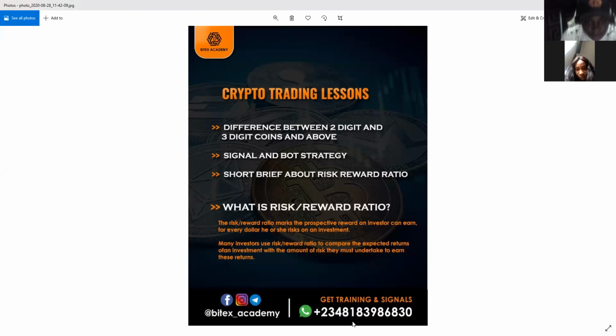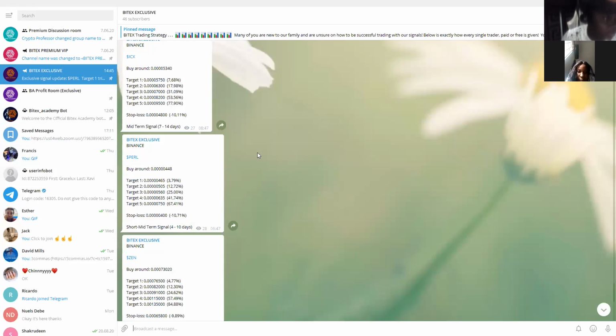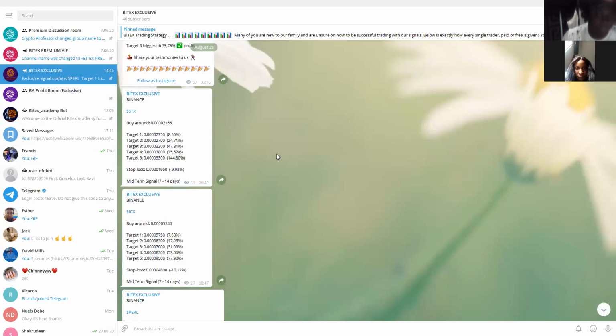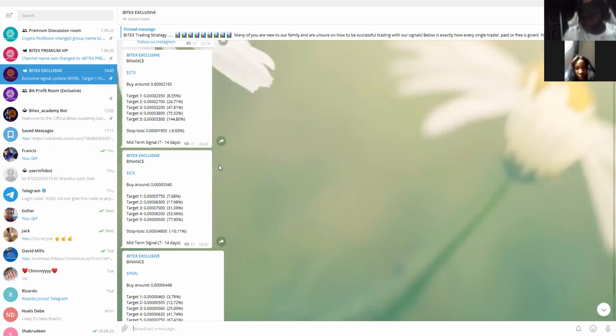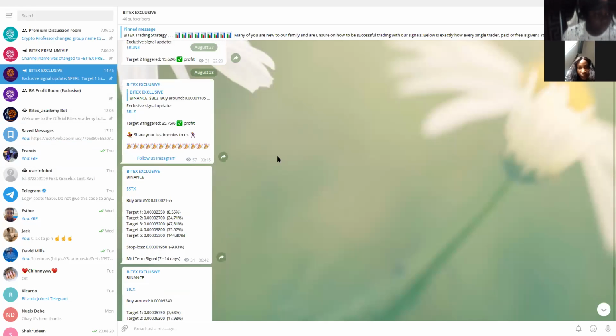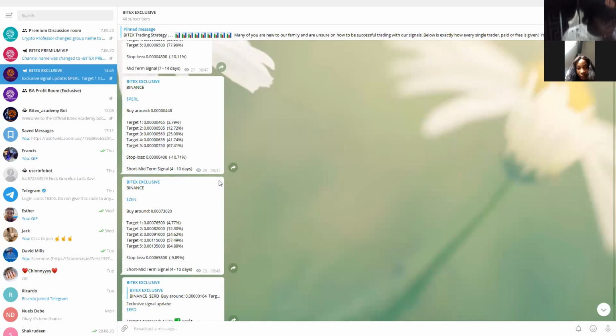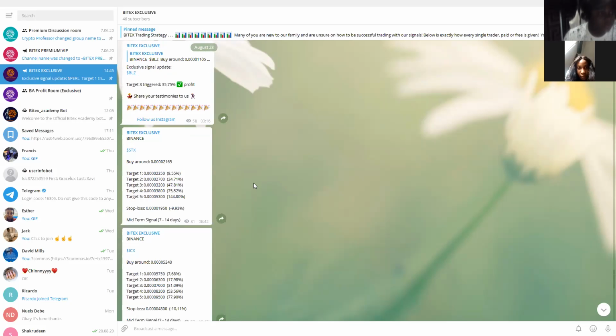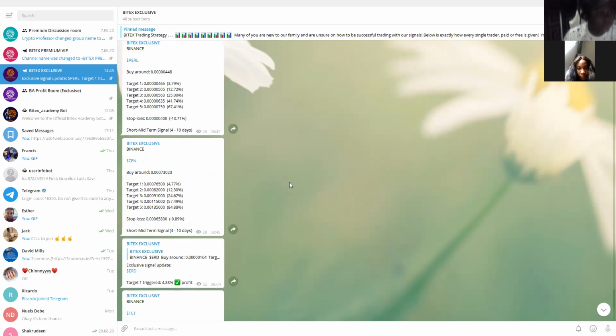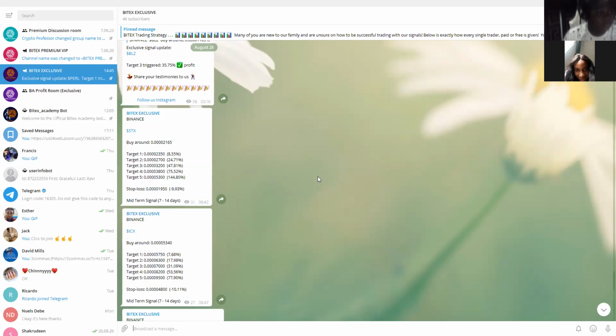Let me now move to this. Are you seeing this? It hasn't changed, still the same. Are you seeing it now? Yes, it's showing the Bitex exclusive group. So are you seeing all those signals there? Now I want to explain to you everything about this signal. Which one are we going to use from here? Which one should we use? Anyone?